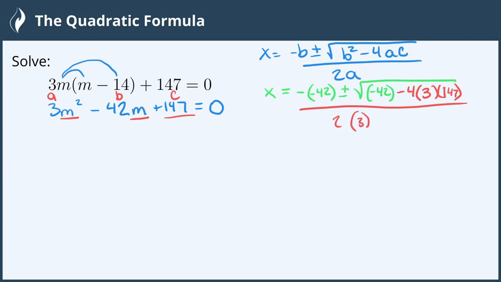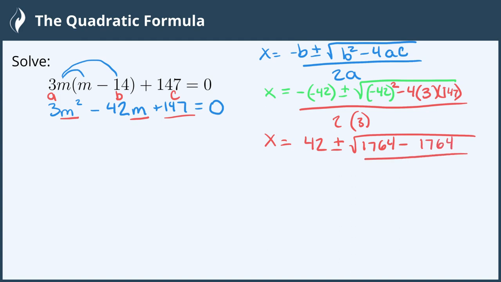Now let's go ahead and simplify this. So we have x equals, a negative times a negative is positive 42, plus or minus the square root. Oops, I forgot a squared there. 42 squared in my calculator is 1,764. And then 4 times 3 is 12, and 12 times 147 is 1,764. And then this is over 2 times 3, which is 6.